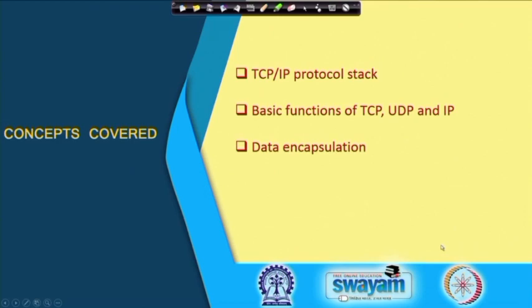Now, in this lecture, I shall be talking about firstly the TCP/IP protocol stack on which the internet is basically based. We shall be looking at the basic functions of these TCP, UDP and IP, the most important three components of this TCP/IP stack, and with the help of an example, we shall see the concept of something called data encapsulation.